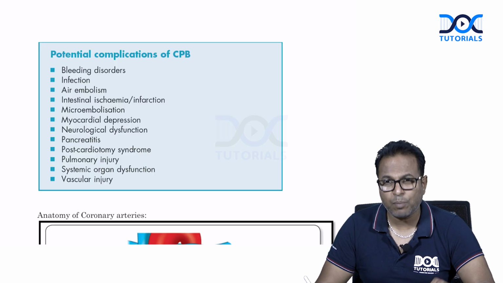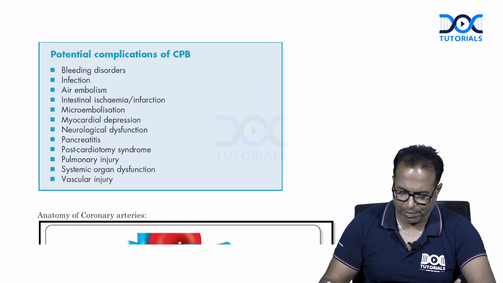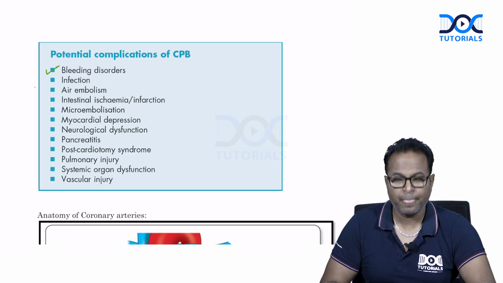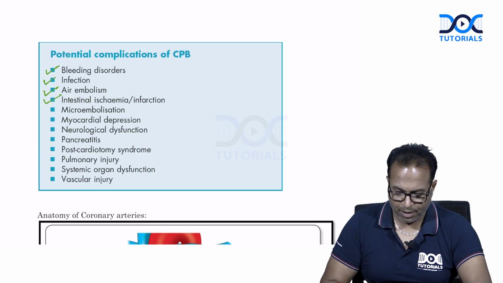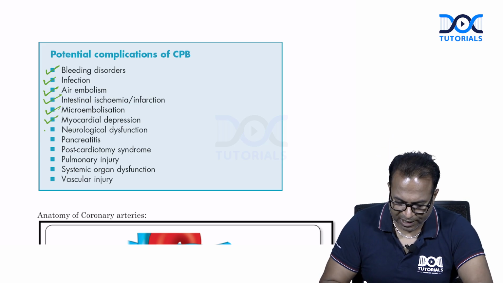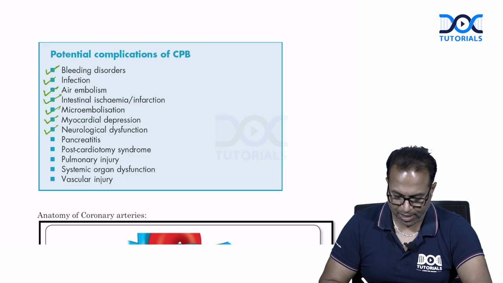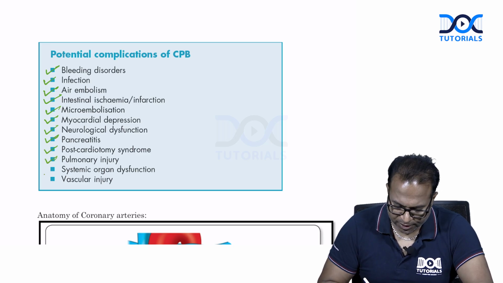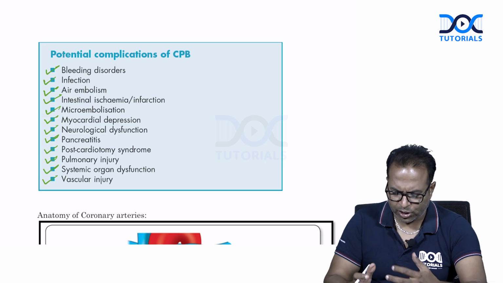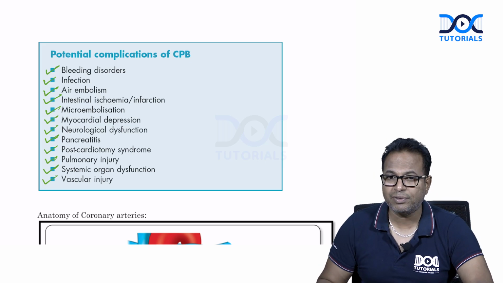When we are using a cardiopulmonary bypass machine, a lot of complications can happen: bleeding, infection, air embolism, intestinal gangrene, microembolization, myocardial depression, neurological dysfunction, pancreatitis, post-cardiotomy syndrome, pulmonary injury, systemic organ dysfunction, vascular injury. Most of these complications can happen with a cardiopulmonary bypass machine.